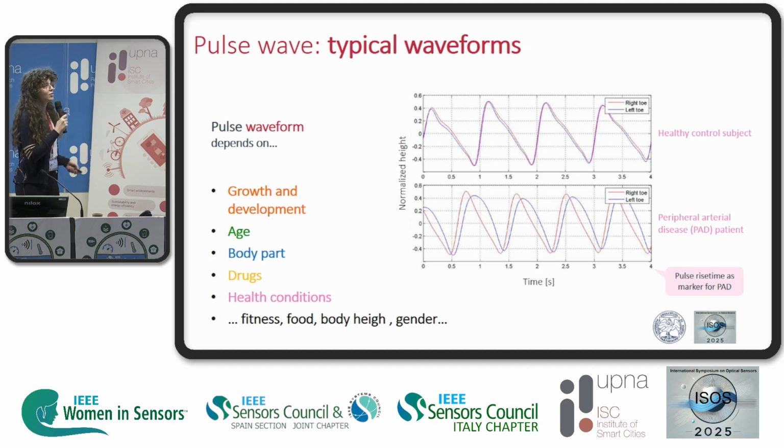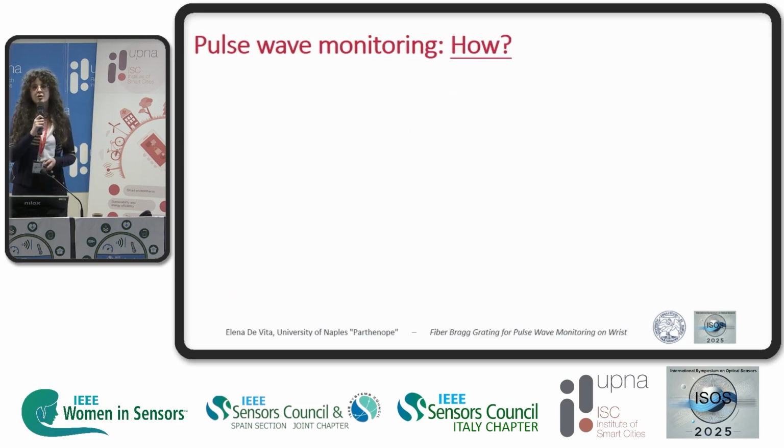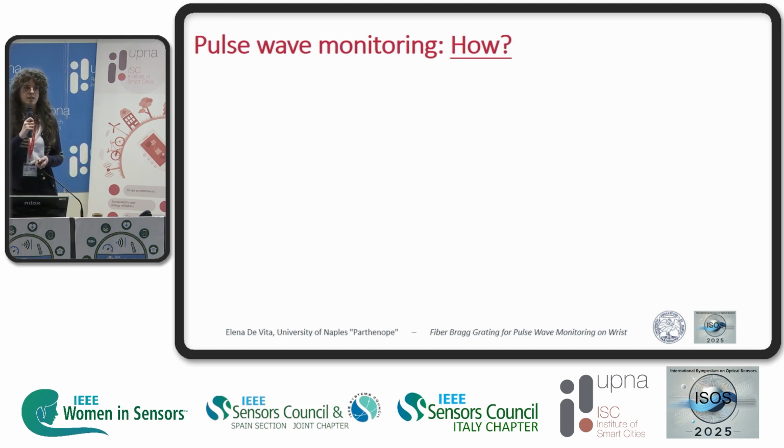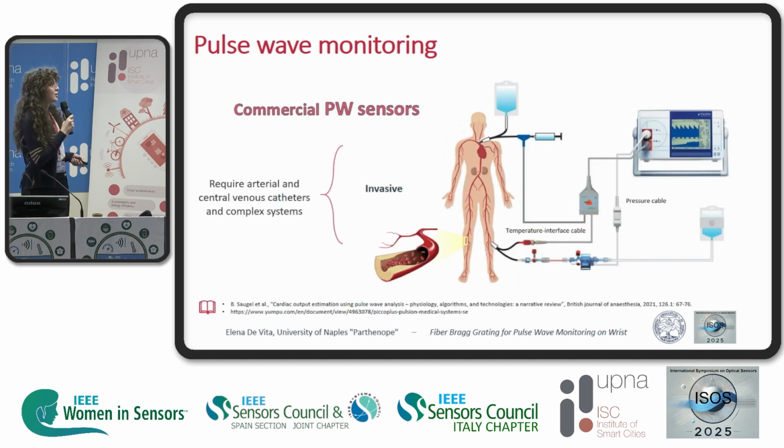And many other factors have an impact on the pulse waveform, like food habits, but also fitness, body height, gender, and so on. So now we have an idea about the importance of pulse wave monitoring. Why can we monitor this physiological signal? But how can we record such waveforms?